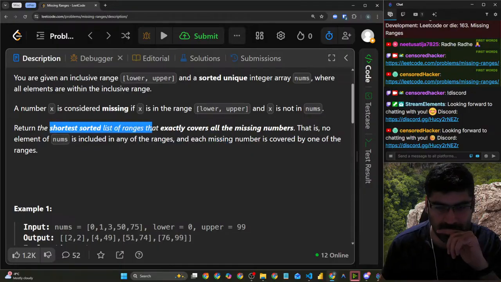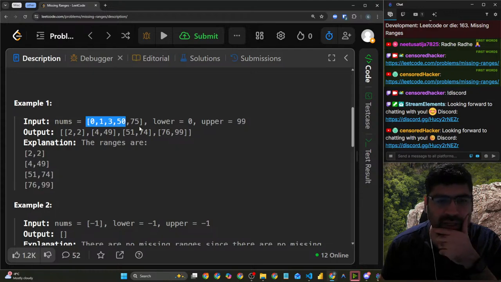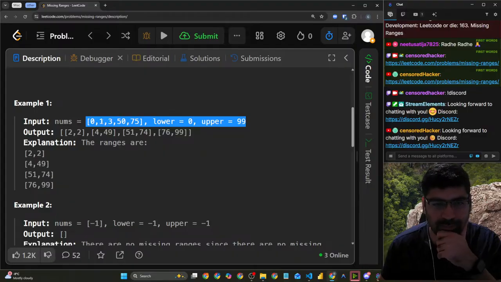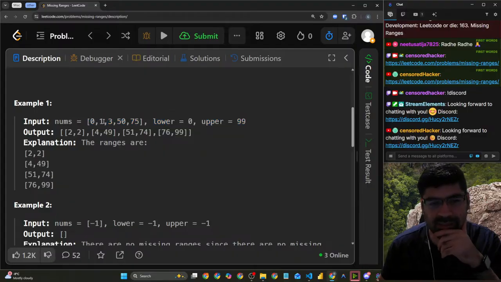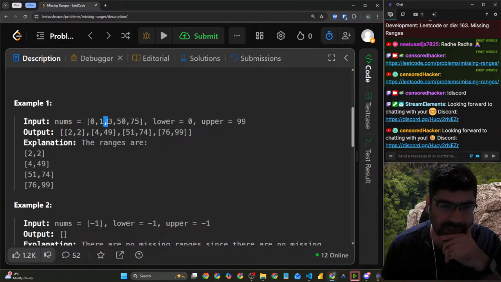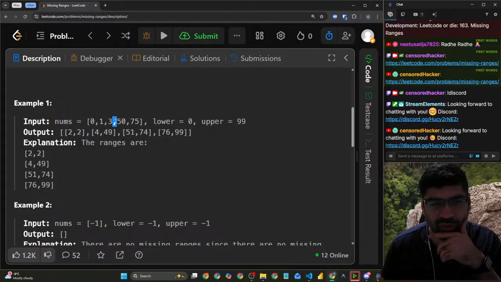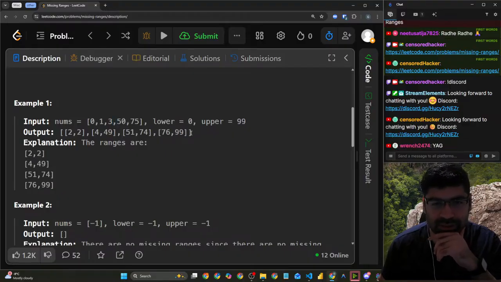Shortest sorted list of ranges that exactly covers all the missing numbers. So if we are given nums 0, 1, 3, 50, 75 and lower is 0, upper is 99. So we have 0, 1. Then I think 2 is missing, so 2 to 2. Then 3, but 4 is missing, so inclusive, 4 to 49. This should be done in O(n) almost, right? Then 50, 51 to 74, and 76 to 99.